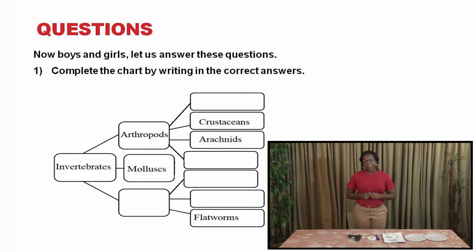And the third example of invertebrates is divided into 3 groups: flatworms, and you will write in the other two.